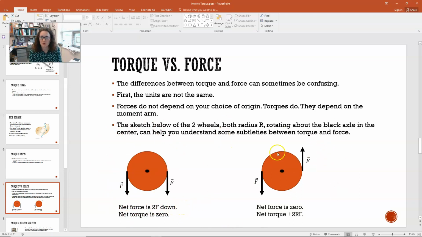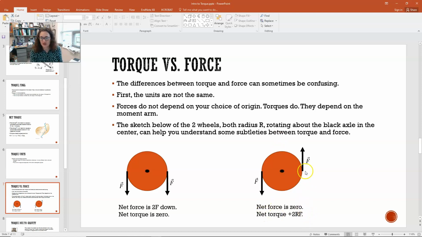Now let's look at the one on the right here. Okay, now in this case, it's got an upward force acting on it and a downward force acting on it. They're of equal magnitude, and so the net force on this object will sum to 0. So you're not straining the axle if you push it like that. But in this case, we do have a net torque.